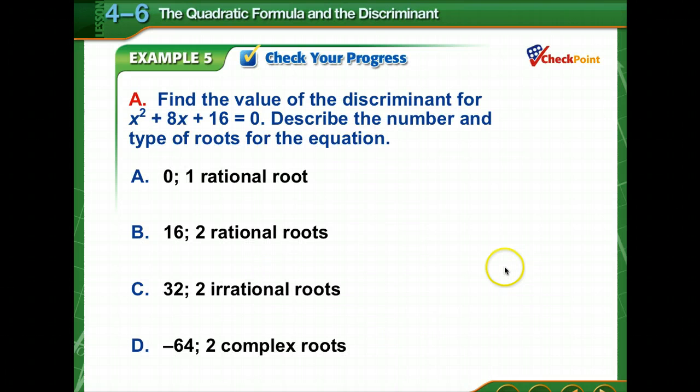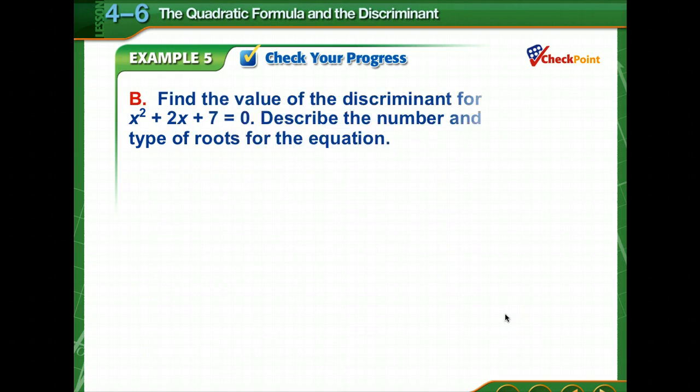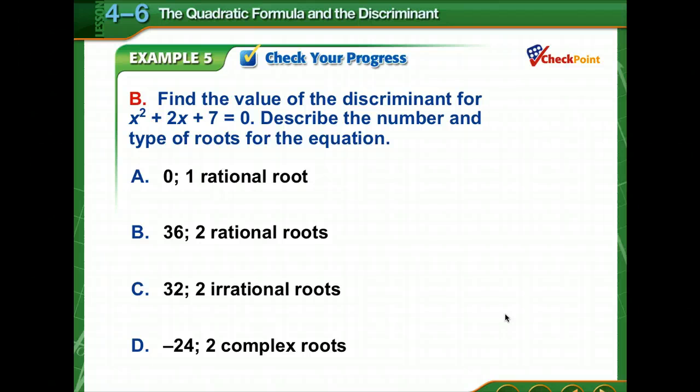Time to check your progress. So find out what the value is of the discriminant and then tell me what the number and the type of roots are for this equation. Oh, got a 0. So there is 1 rational root for that one. Let's try again. Oh, negative number, a negative 24. So there are 2 complex roots.